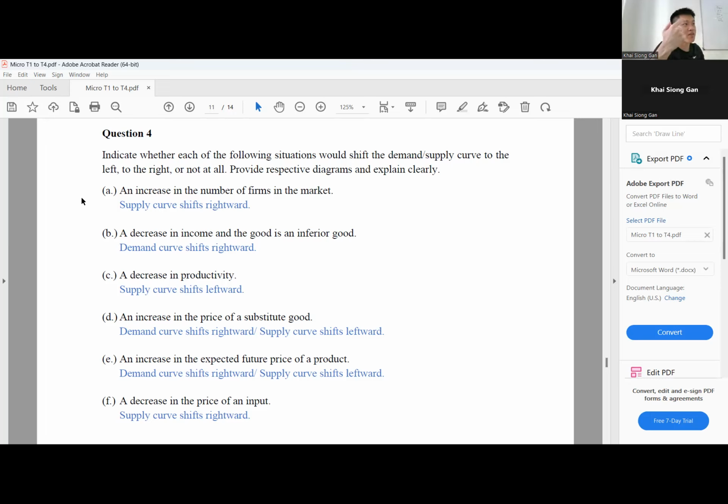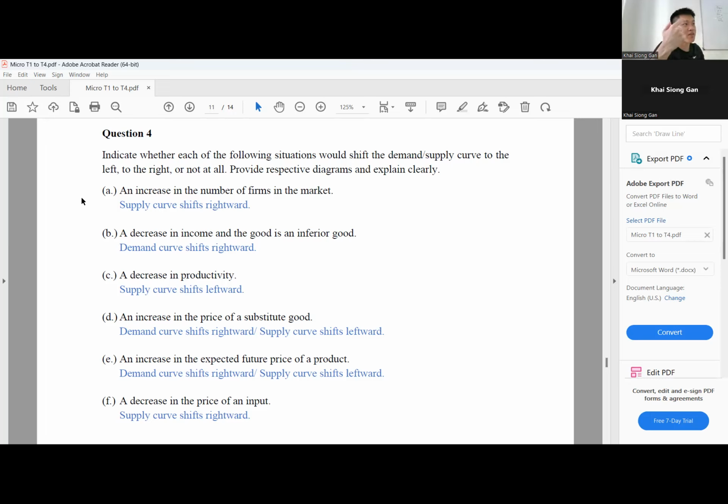Okay, next one, a decrease in productivity. Productivity means efficiency. A fall in productivity means a fall in efficiency. So that means with the same amount of resources, you produce less. Not efficient already. Okay, your cost becomes higher. So profitability becomes less already.